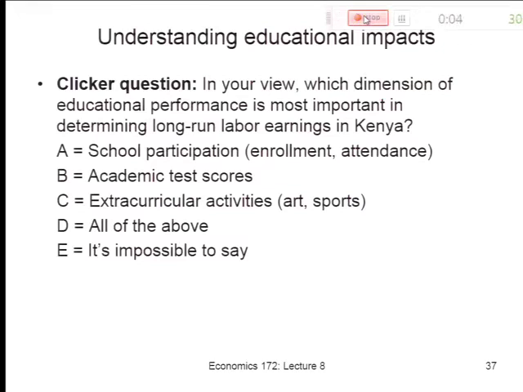Before I show you the results, I know we talked about it a little bit, which of these different dimensions of education do you think are most important in driving how well you do in the labor market, how much money you make in Kenya? Is it school participation, like attendance? Is it test scores? Is it extracurriculars? All of the above? Or is it basically impossible to say?